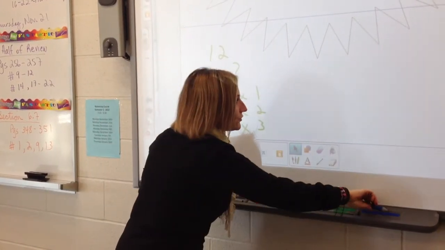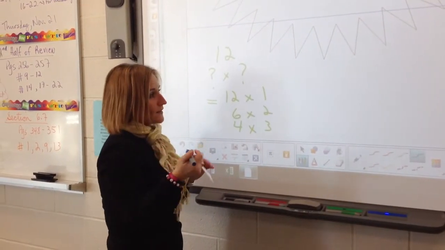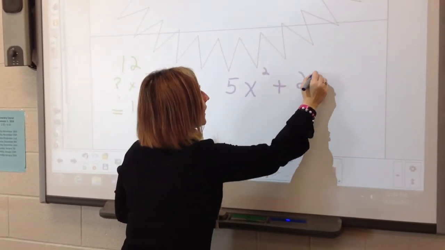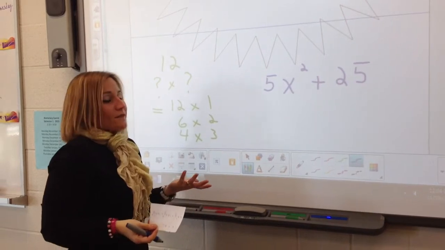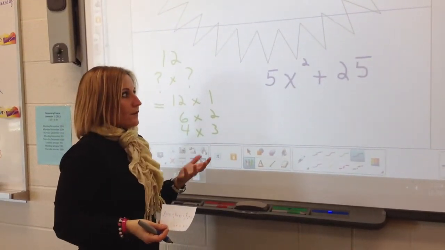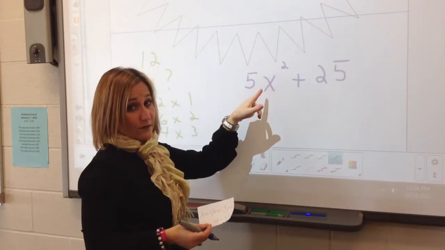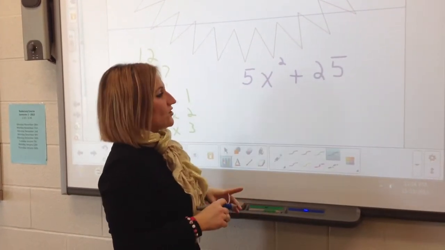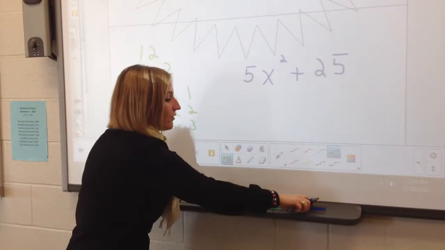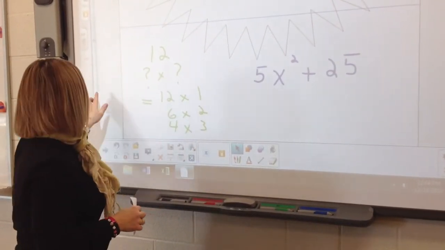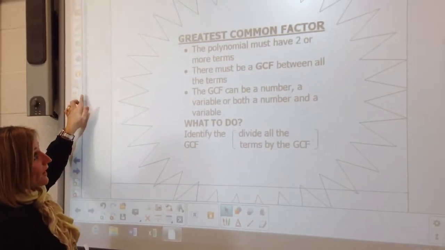However, if I introduce letters into the mix, for example, 5x squared plus 25, is it very simple for you to just come up with something times something gives you this? No, it's a little bit more confusing because of the variables that are in the question. And so we have what I call this factoring checklist that will help you. And the very first thing on our factoring checklist is what's called a greatest common factor.